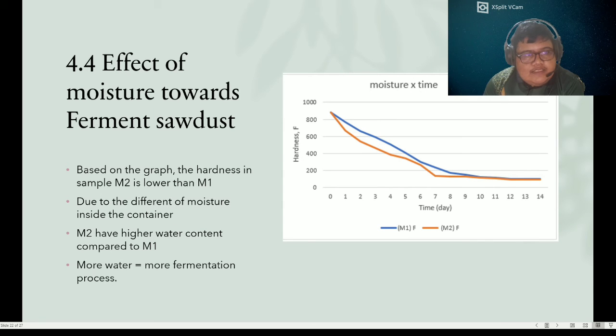Okay, this graph is based on the effect of moisture on the fermentation of sawdust. Based on that, the hardness of the sample in M2 is lower than M1. This occurred due to the difference of moisture inside the content. M2 has a higher water content compared to M1, and more water means more fermentation, and water is used as the medium to convert carbohydrate into alcohol, lactic acid, and carbon dioxide gas.